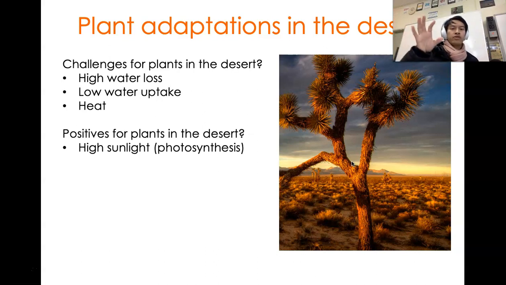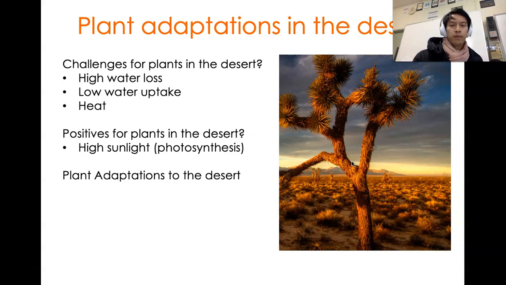On the other hand, the positive for plants in the desert is that photosynthesis will not be a problem, because the sunlight is so strong and intense in this environment that photosynthesis will not be an issue. Okay, so water will be the main issue that the plant experiences.